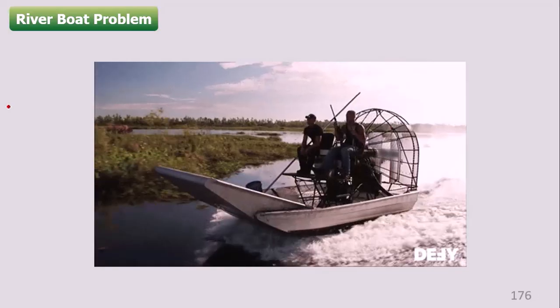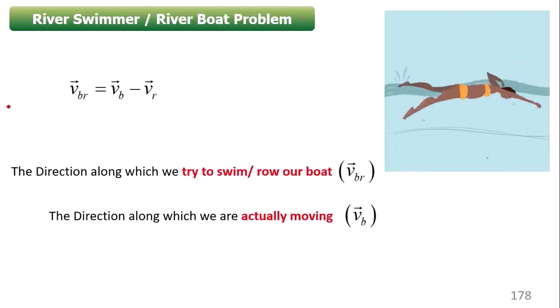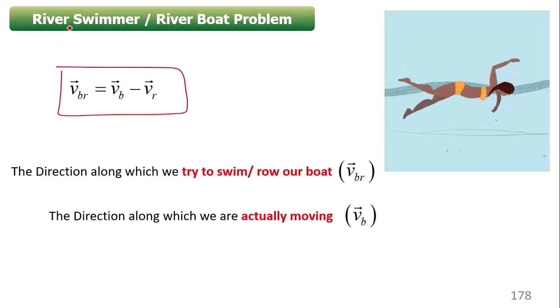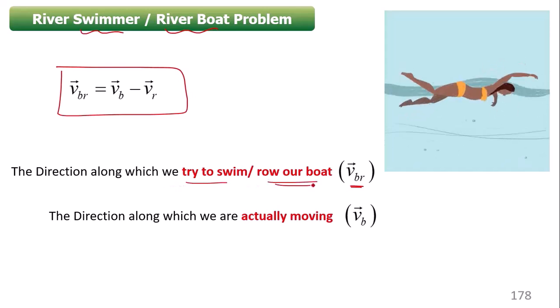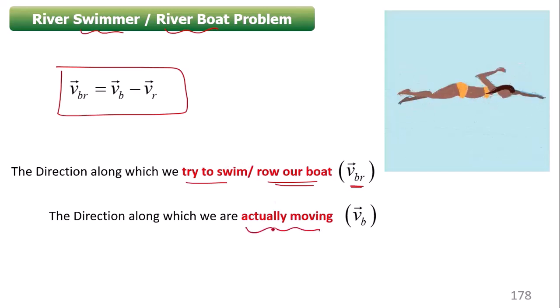Before solving this type of problem, you have to be careful about the notation. These are the notations. VBR vector is VB minus VR. The same concept can be applied for the river swimmer problem or river boat problem. Now VBR is the direction along which the swimmer tries to swim, or I row my boat. And VB is the actual direction in which the boat is moving.